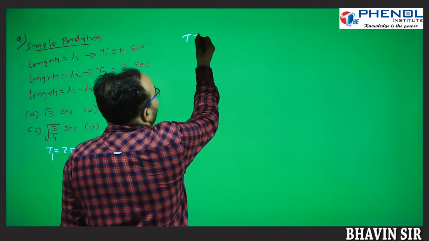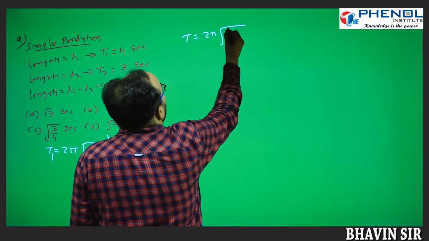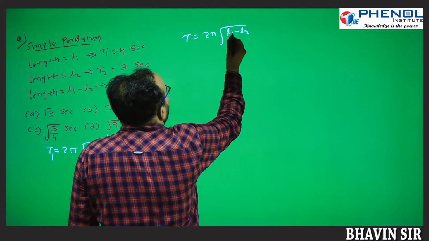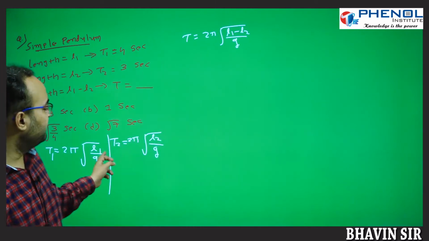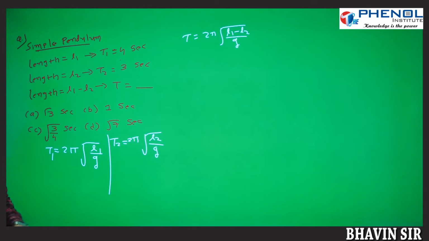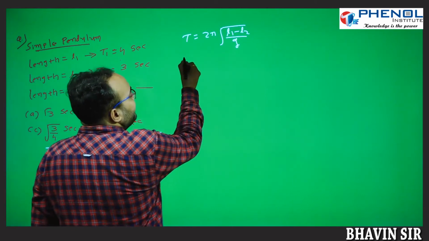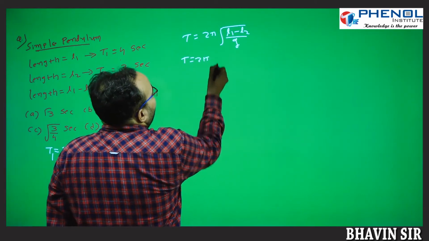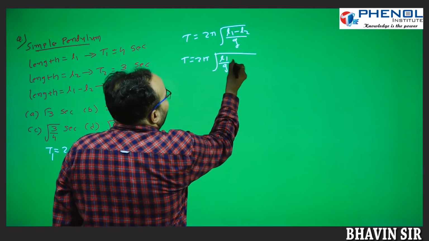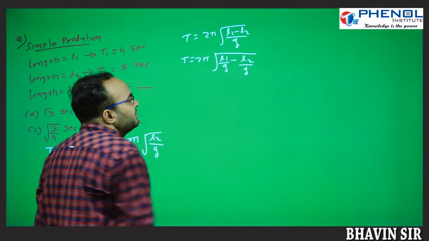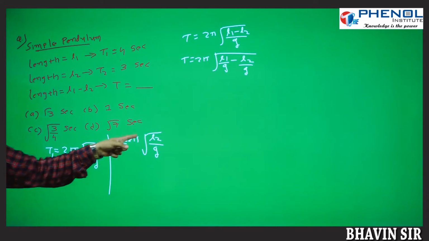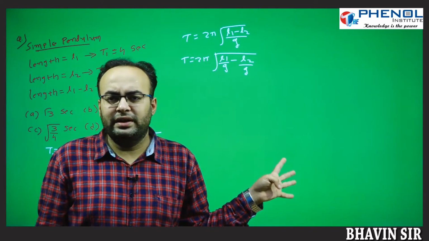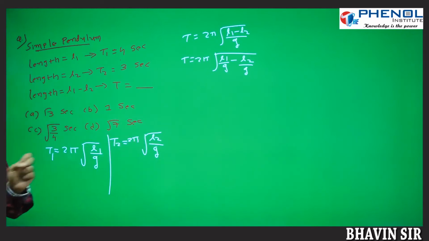Now we want to find the time period when the length becomes L1 minus L2. So students, we can write 2 pi root of L1 by g minus L2 by g, right? Now students, here you can see L1 by g and L2 by g. So find L1 by g and L2 by g from this formula.